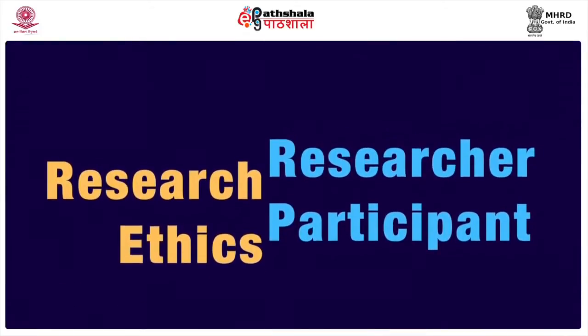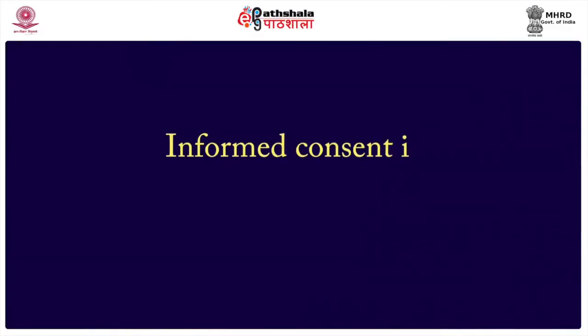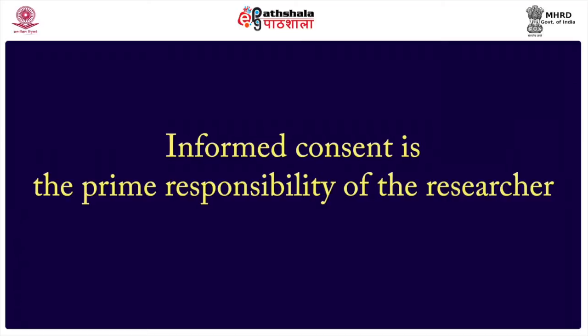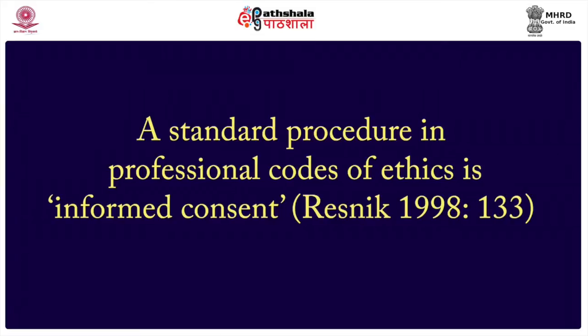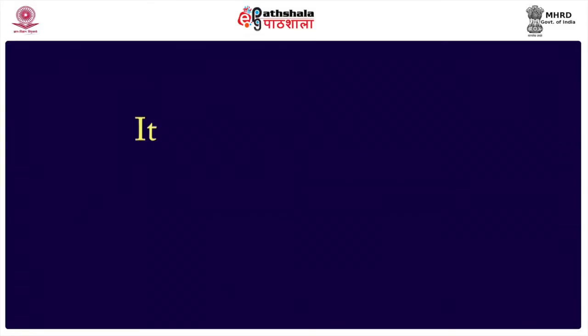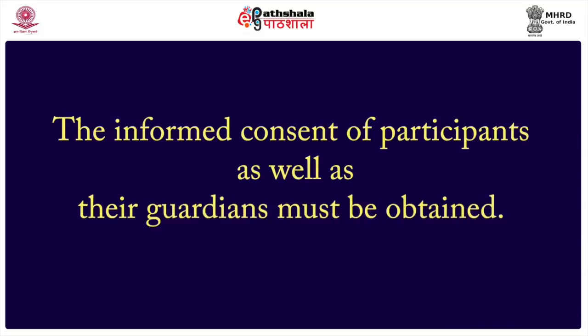Now, while discussing research ethics, that is, the relationship between researcher and participant, the researcher has a primary responsibility towards the participants and other researchers, such as informed consent, which is the prime responsibility of the researcher. A standard procedure in professional codes of ethics is informed consent. It means to seek consent for participation from people, and in the case of children and a few other exceptional cases, the informed consent of participants as well as their guardians must be obtained.